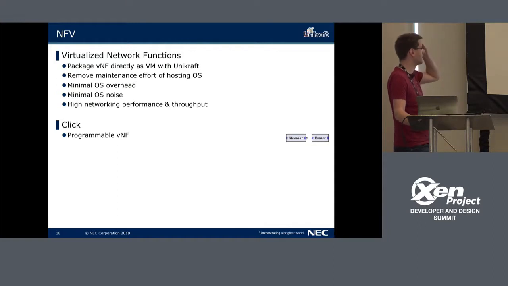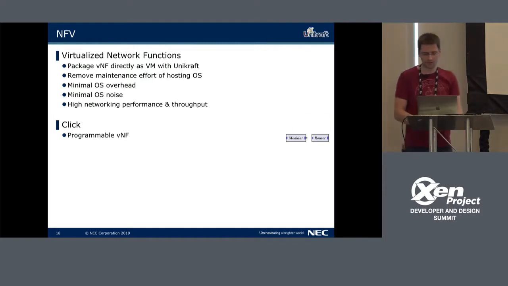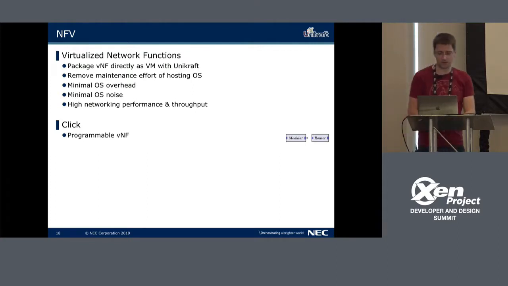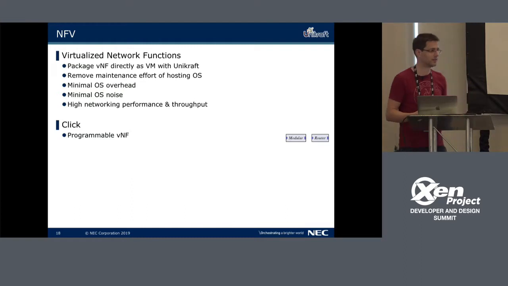One is Click that we recently upstreamed. This is our, let's say, old, more or less research flagship, ClickOS. We ported that to Unikraft, which essentially becomes a programmable virtualized network function where you can build a NAT or a firewall or a load balancer or rate limiter with the Click language.